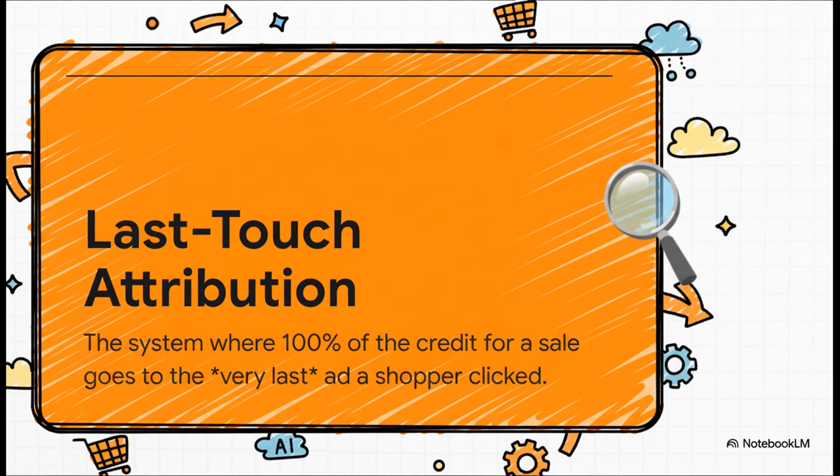The culprit has a name. It's called last touch attribution. And it's a really simple system. The very last ad a customer clicks right before they buy gets 100% of the credit for that sale.